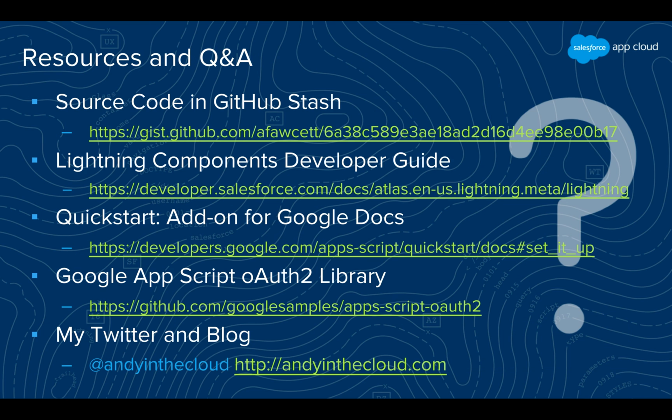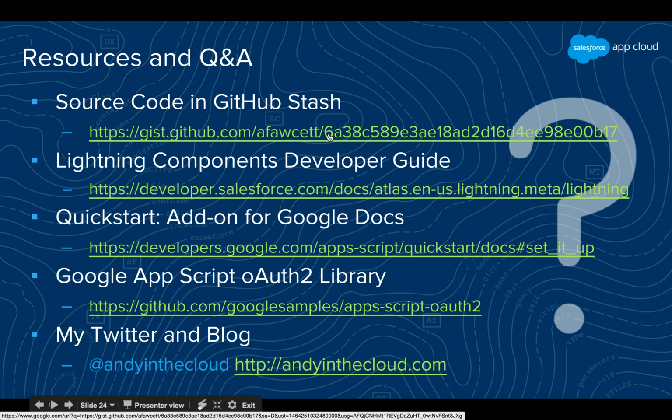So finally, we can see there's some resources on this slide. I've covered the source code for all of the stuff that we've been talking about here in the GitHub stash. That's where, if you want to follow that, that's where I'll probably make updates as and when I see a better way of doing the eventing model, for example. Lightning Components Developer Guide is really worth a good read from top to bottom. There's some really good stuff in there.